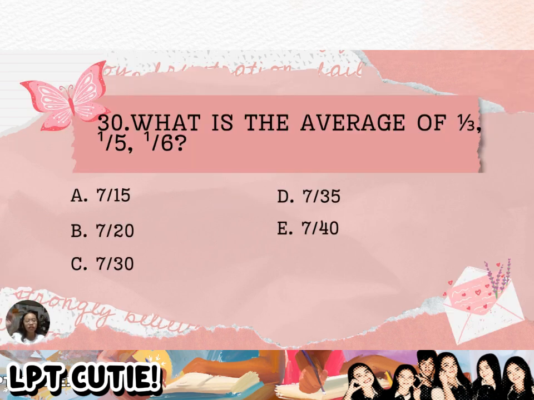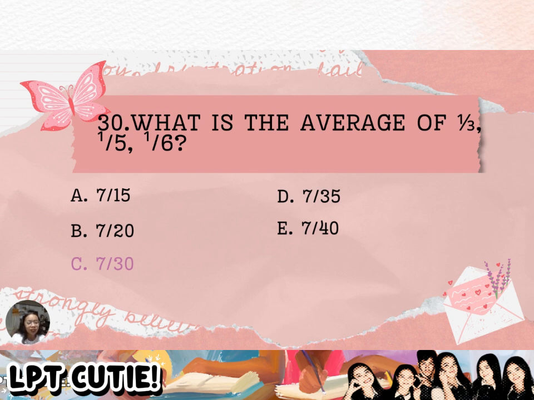And now moving on to number 30. We have here the question: what is the average of 1/3, 1/5, and 1/6? Letter A, 7 over 15. Letter B, 7 over 20. Or letter C, 7 over 30. Letter D, 7 over 35. Or letter E, 7 over 40. So you can pause this video and answer on your own. And the answer for this is letter C, 7 over 30.